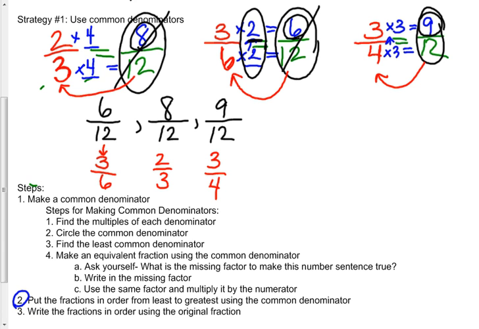So 6/12 is less than 8/12. 8/12 is less than 9/12. We're going to use those same chompers down below. 3/6 is less than 2/3, and 2/3 is less than 3/4.